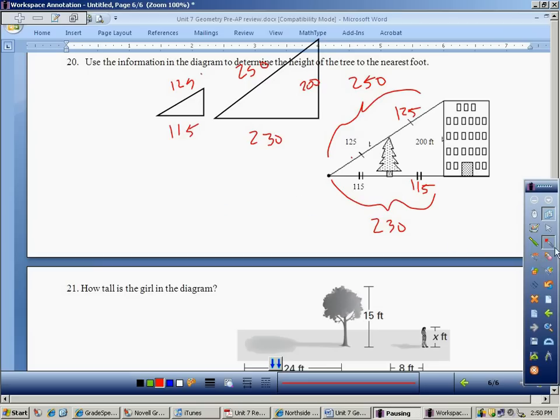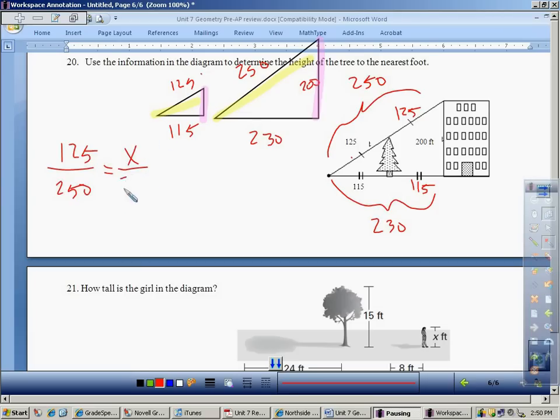Since I need to find the height of the tree, I just pick some corresponding sides. I'll take those 2, the hypotenuse, compared to my unknown tree height there, and 200. So 125 is to 250, as our unknown x, tree height, is to 200. I can reduce here, recognizing that 125 to 250 is 1 to 2. So I see that 2x equals 200, divide by 2, and x equals 100 feet.